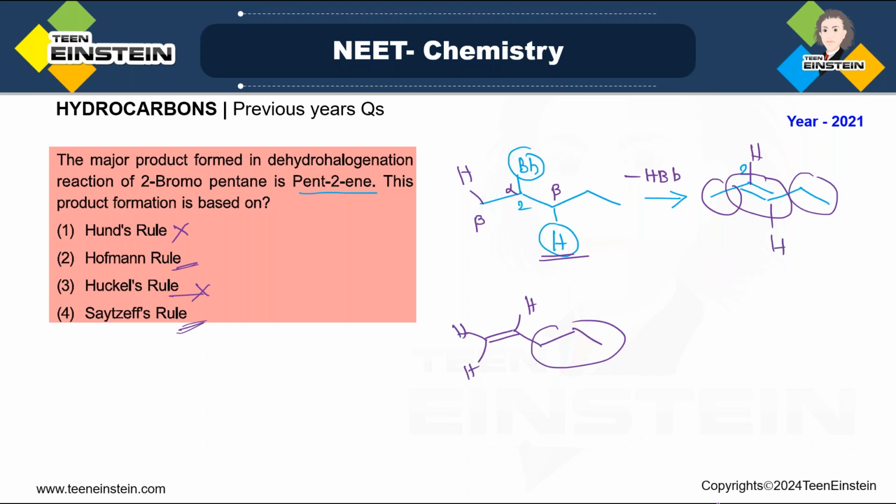And depending on the structure, and what type of reagent you are using for HBr removal, sometimes we get the Hoffman product according to Hoffman rule, sometimes we get the Saytzeff product according to Saytzeff rule. But in general, most of the time, the Saytzeff rule is applicable because ultimately your product is more stable. Internal alkenes are more stable than this type of terminal alkene. So the answer should be option 4.